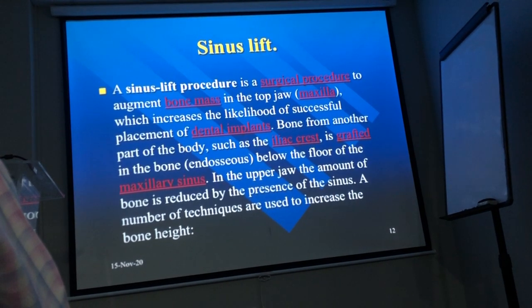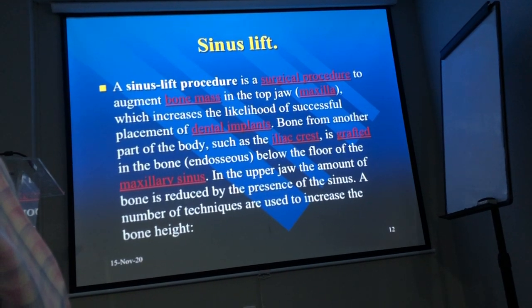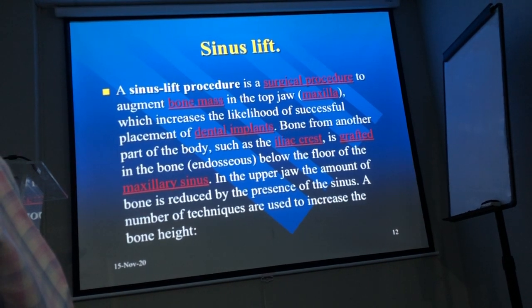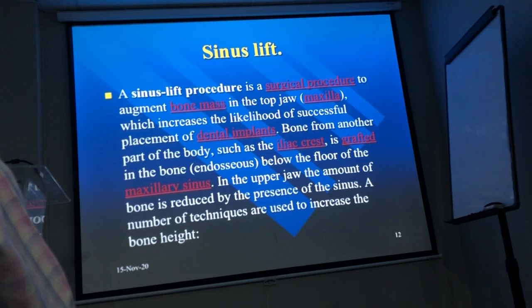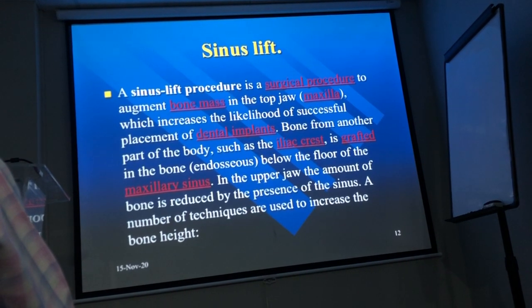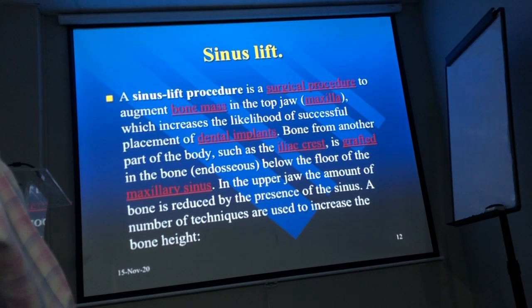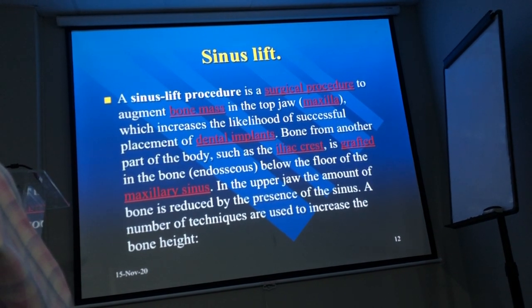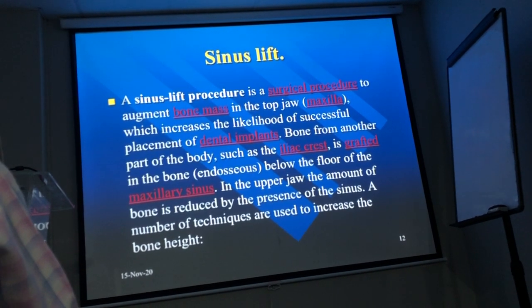Now what's the problem with autogenous grafts? They act as a catalyst, na? Within a few days or weeks their activity goes down. So the biggest problem with autogenous graft is resorption. We have a large and a huge amount of resorption with autogenous grafts. So that's number one. Number two, there is a morbidity on another site.